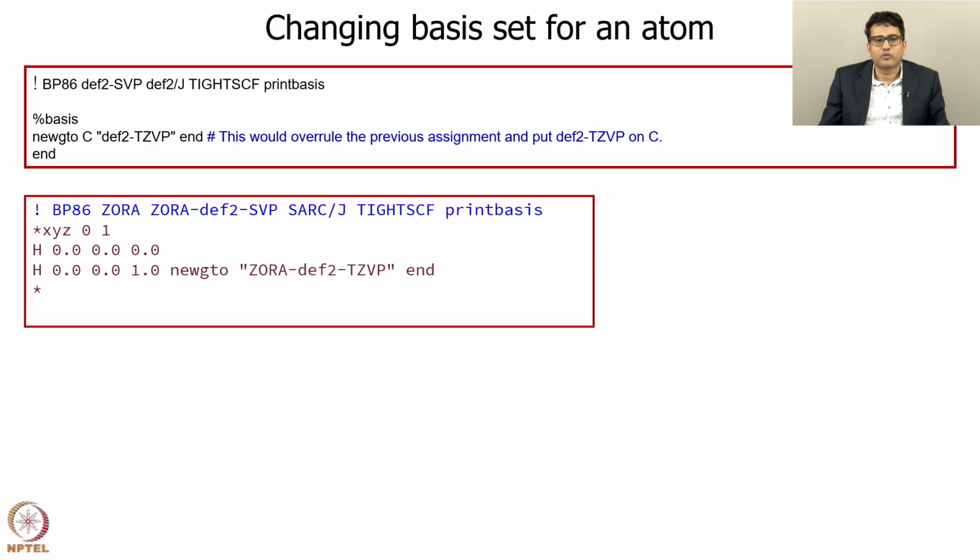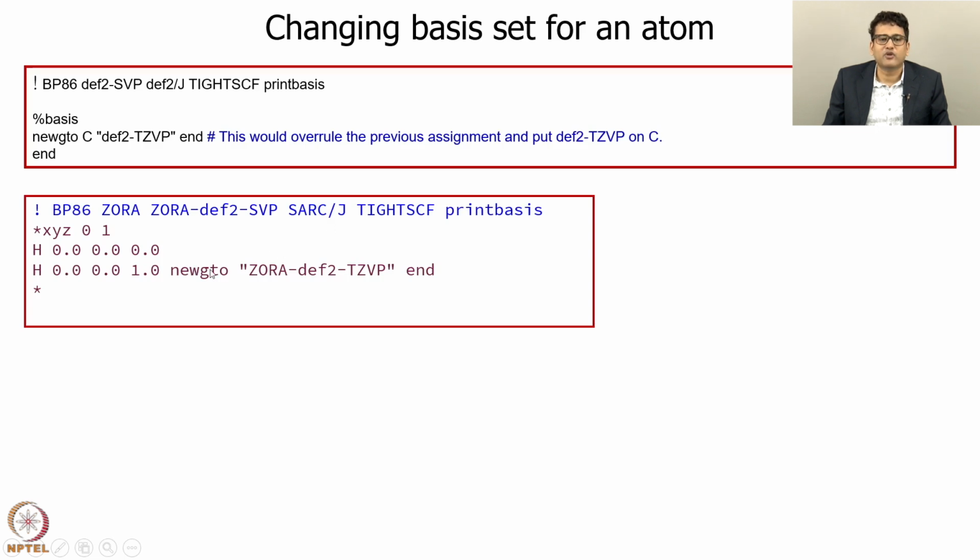If I do not want to change for all the elements of a particular type, let us say I have this H2 molecule and I want to change the basis set for one of the hydrogen atoms. In that case I do not need to use the basis set block. In the XYZ file only, I can use this statement, new GTO and Zora def to TZVP, and by using this I can specify the basis set for a particular atom. The basis set for other atoms of the same element will remain unchanged.